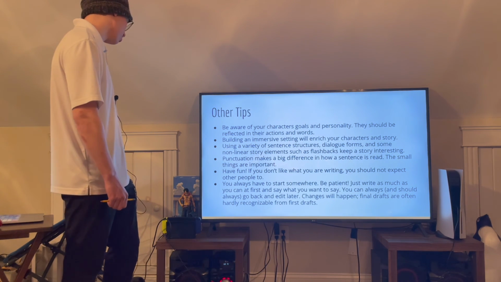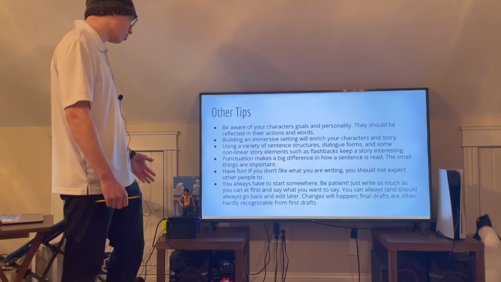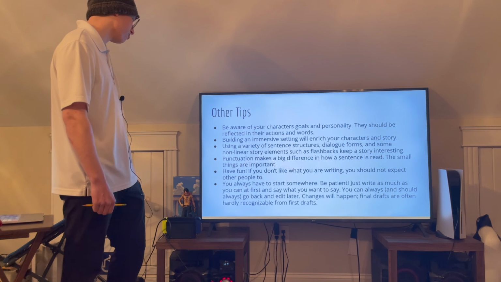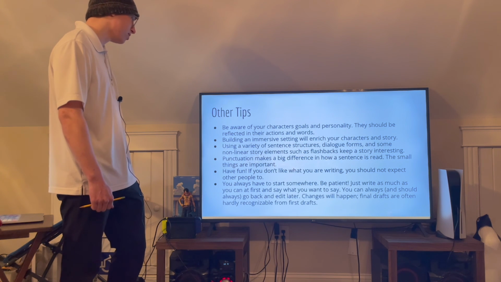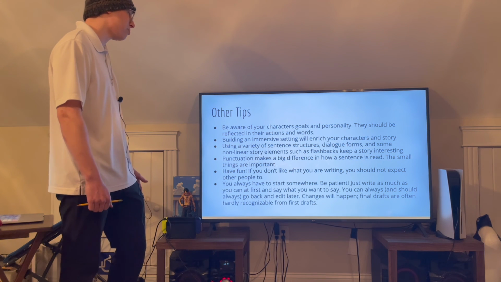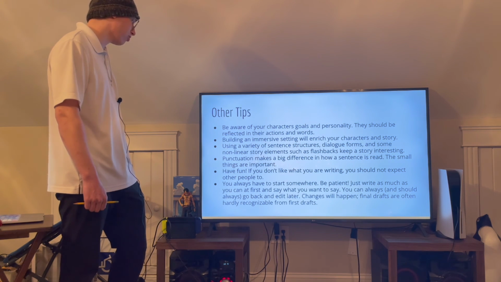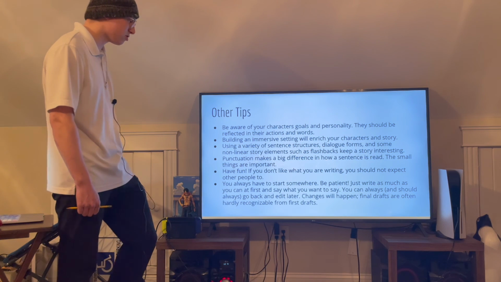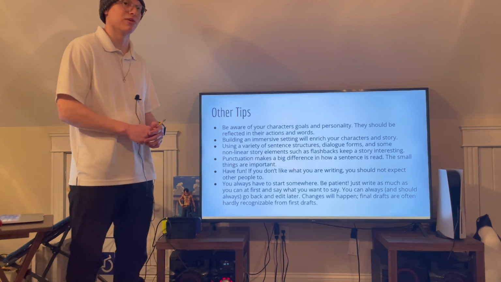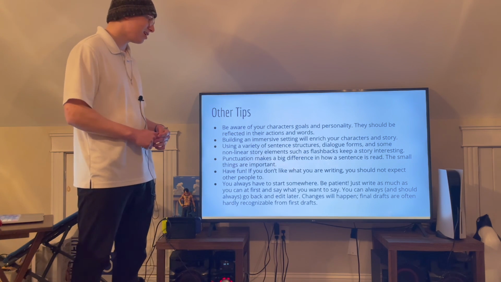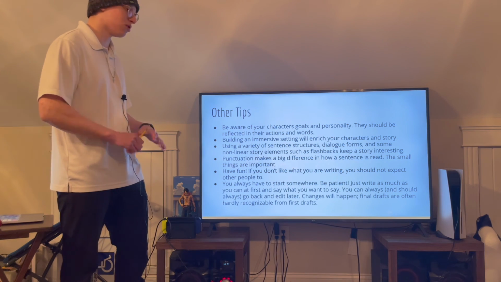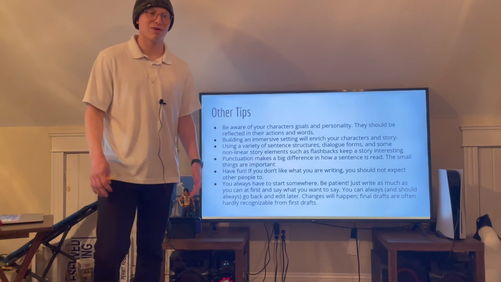It's pretty basic. You always have to start somewhere, so just be patient. Just write as much as you can at first and say what you want to say. You can always, and should always, go back and edit later. Changes will happen. Final drafts are often hardly recognizable from the first draft. So even if you're not satisfied at all with your first draft, it's not worth sweating over. I mean, revisions happen. They're necessary. They'll change your story for the better. So just don't worry about it. Just write your story. You can fix it later.